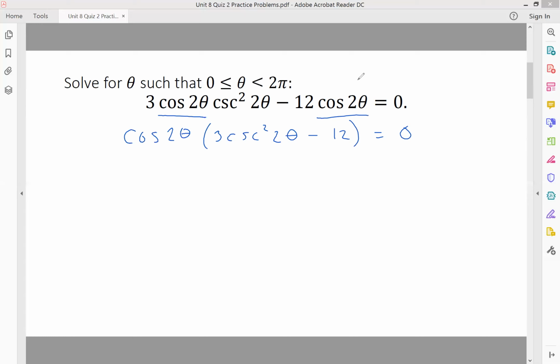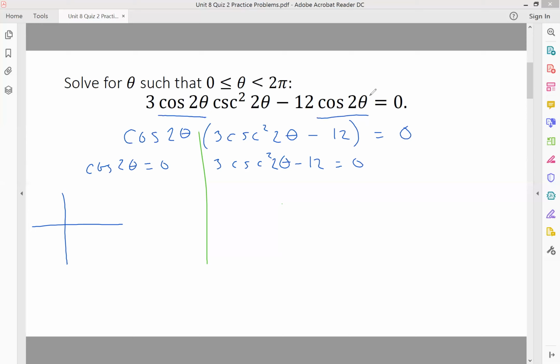So we want cosine of 2 theta equal to 0. And we also want 3 cosecant squared 2 theta minus 12 equal to 0. Okay, let's start on the left side. So cosine's already isolated. And then this 2 theta means we're going to go around the unit circle twice to find out the values where cosine equals 0.